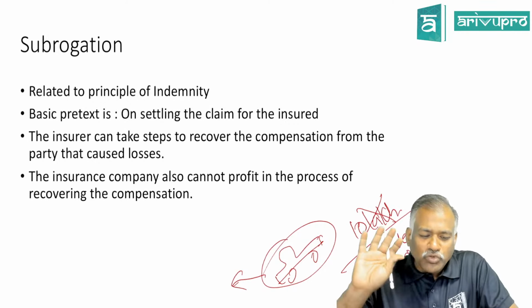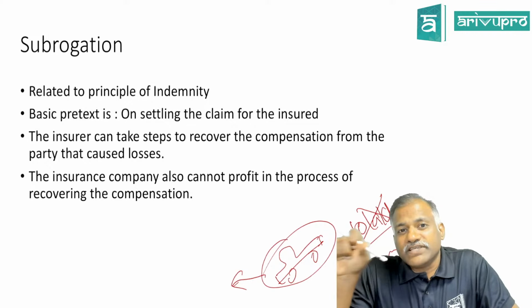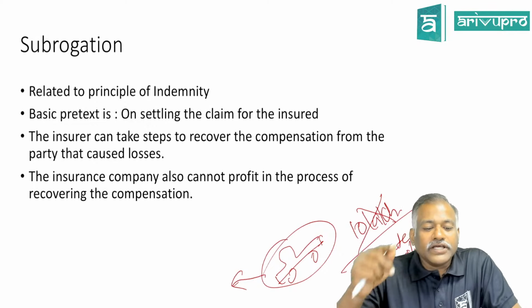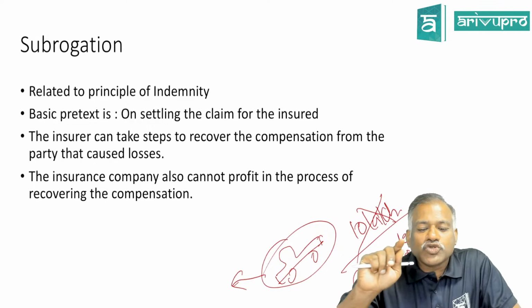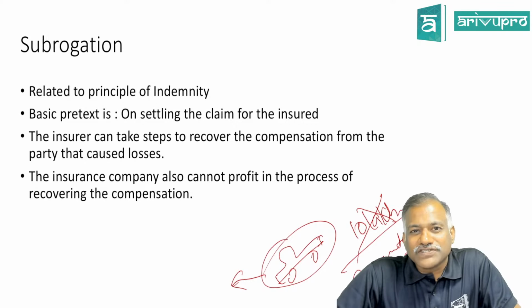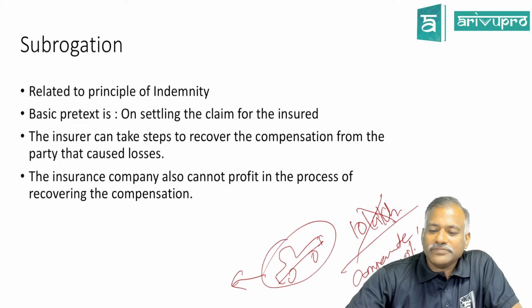Okay. So the two important points here: subrogation will kick in once the claim is settled. The second point is, after settling the claim, the insurer can take steps to recover the compensation from the party that caused the losses. So this is the liability, right? So here the car accident was a plain context, right?